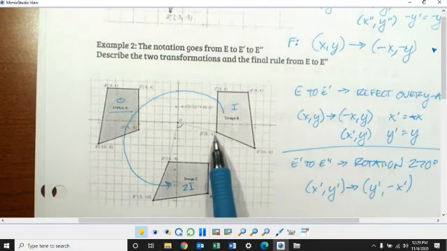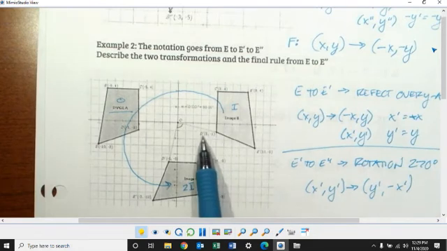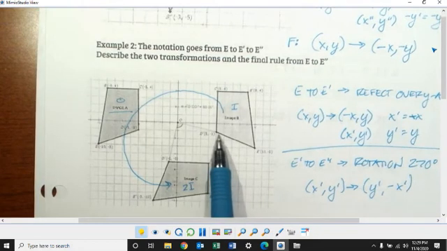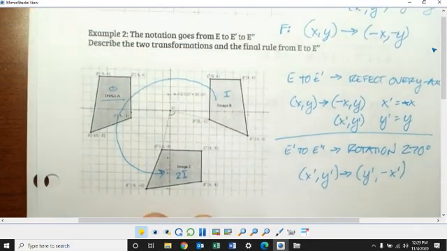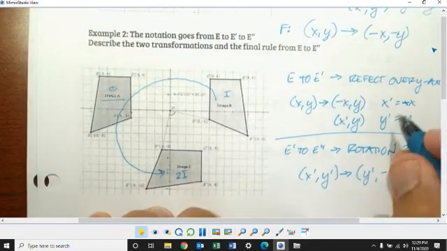And you can test it out. x, y, so this is 5, negative 1. The corresponding point should be y, negative x, so it should be negative 1, negative 5, and so it is. So that checks out, everything checks out there. So now I need to go and substitute back in.